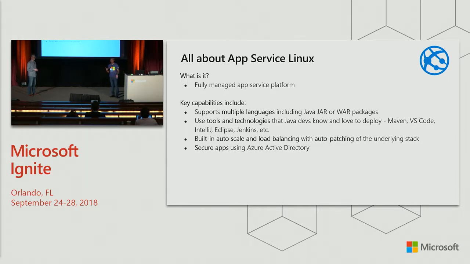You can use Maven, IntelliJ, Eclipse, or Jenkins. And also you can use your APMs of your choice. You can use New Relic, AppDynamics, and Dynatrace. All you have to do is change an app setting to start loading your agent, and then it'll start, and you can see all your profile information as well. We also have some built-in tools, so you can also do some troubleshooting. So it's a fully managed app service platform for Java.